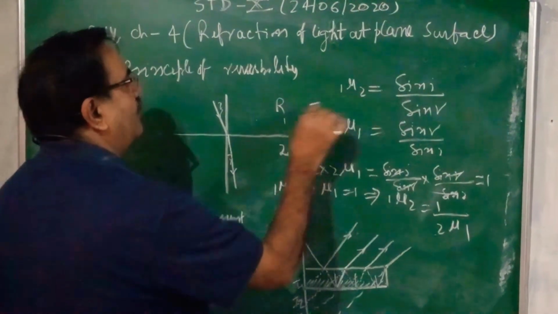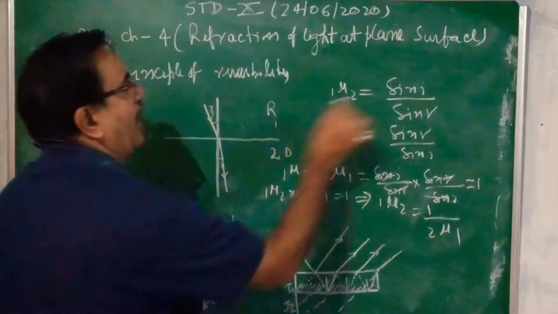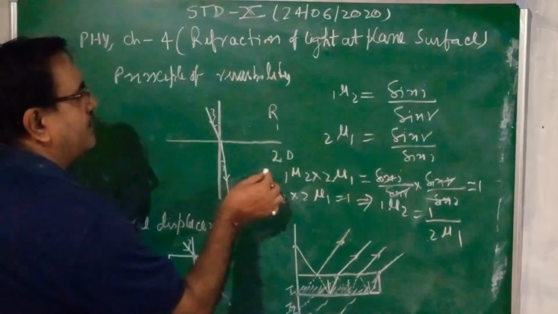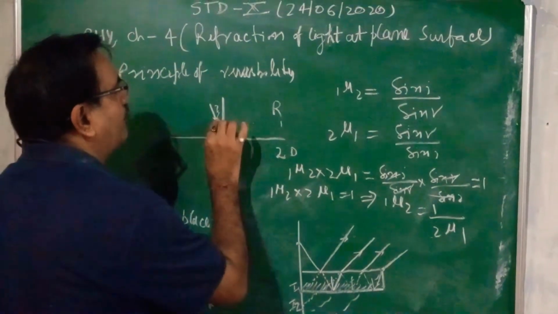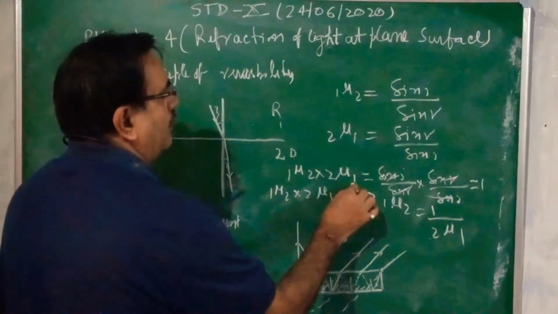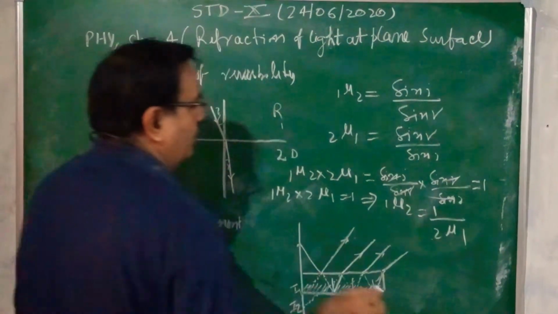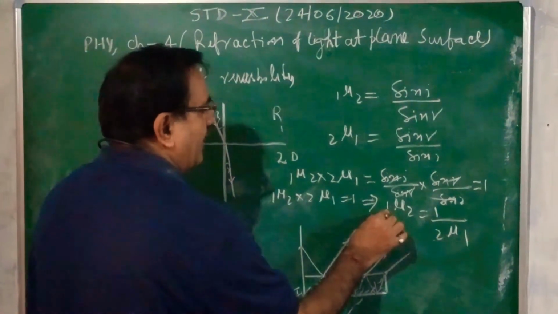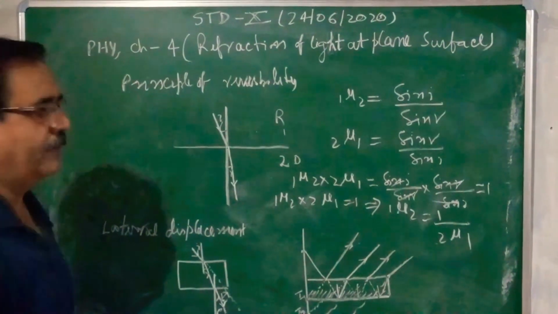1μ2, for the ray coming from medium 1 to medium 2, is equal to sine i by sine r. Now, reverse: 2μ1 means the ray coming from medium 2, denser to rarer, is sine r by sine i. Now multiply together: 1μ2 into 2μ1 is equal to sine i by sine r into sine r by sine i, cancel, that is equal to 1. So 1μ2 into 2μ1 is equal to 1, or we can write 1μ2 is equal to 1 by 2μ1. This is known as the principle of reversibility.